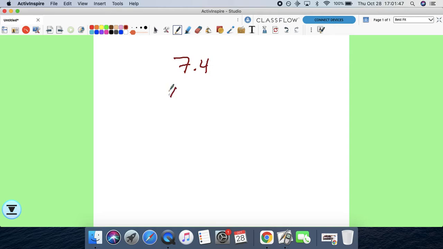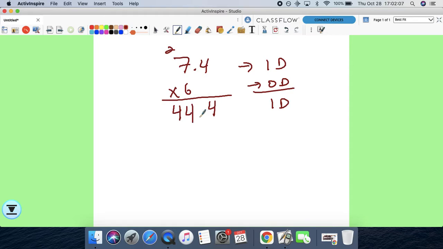7.4 times 6. That has 1 decimal. This has no decimal. So total of 1 decimal. So my answer has to have 1 digit after the decimal place. 6 times 4 is 24. Carry 2. 6 times 7 is 42, plus 2, 44. Oops, and then that would be my answer. Okay.